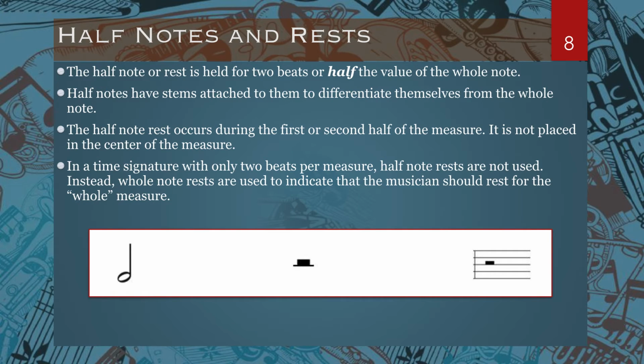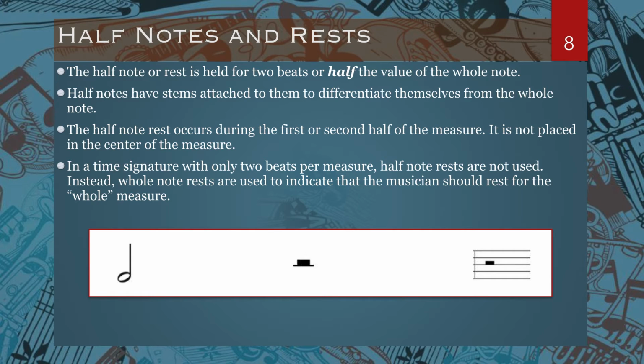So half notes and rests. The half note or rest is held for 2 beats or half the value of the whole note. So now you're starting to understand where we get these names from. A half note is half the value of a whole note. A quarter note is a quarter of the value of a whole note. So half notes have stems attached to them to differentiate themselves from the whole note.